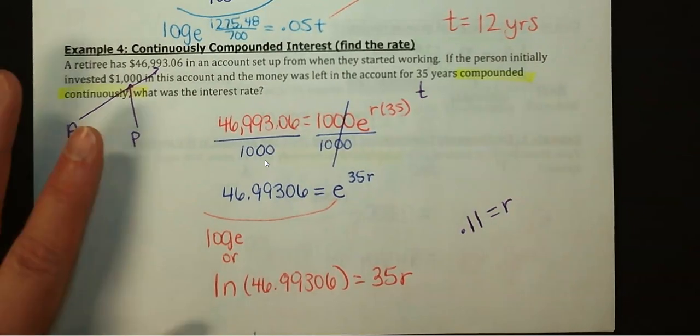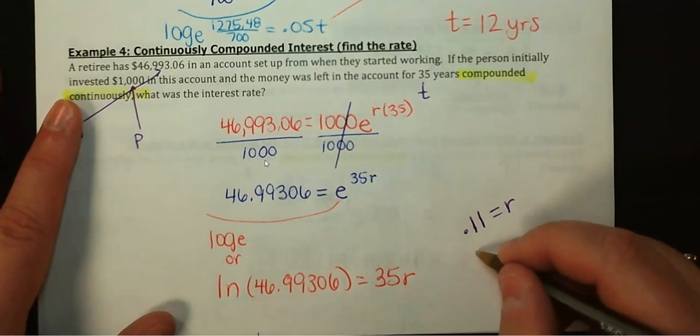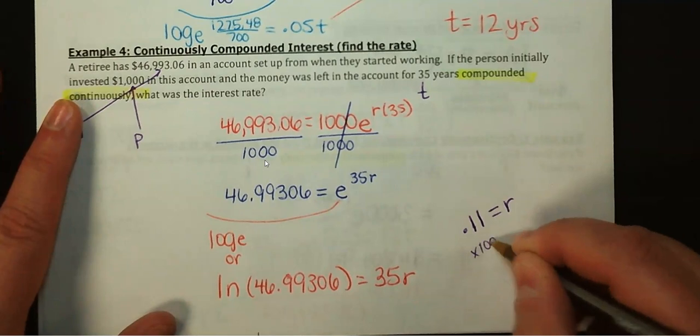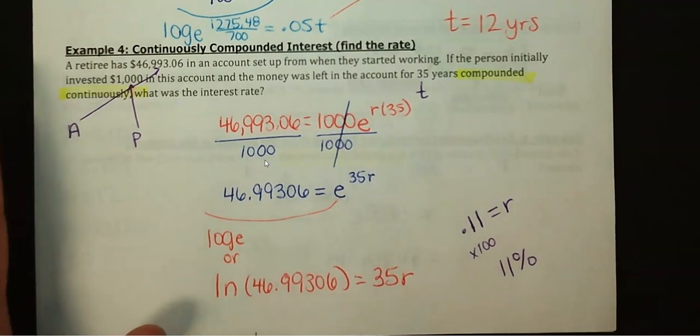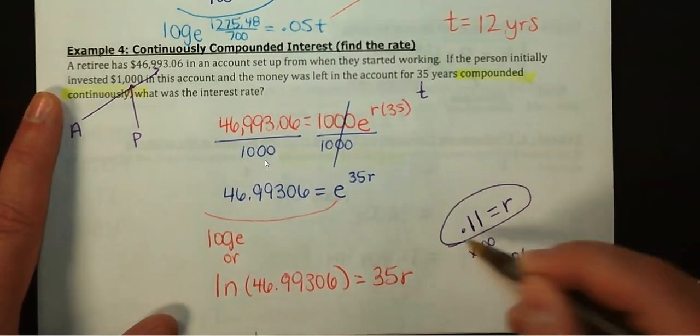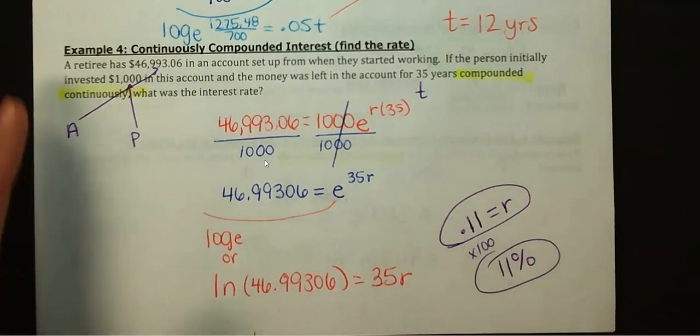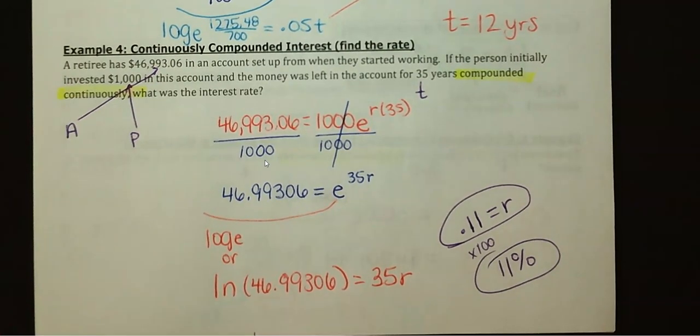If the question said to you, what would that be as a percentage? 11%. You would just take and multiply it by 100. It doesn't specify. It just says, what's the interest rate? I would take either one of those answers. You could say 0.11 or you could say 11%. But if you do have a question that asks you as a percentage, what would it be? Just multiply your rate by 100 to get that. Okay, is anybody having a question?